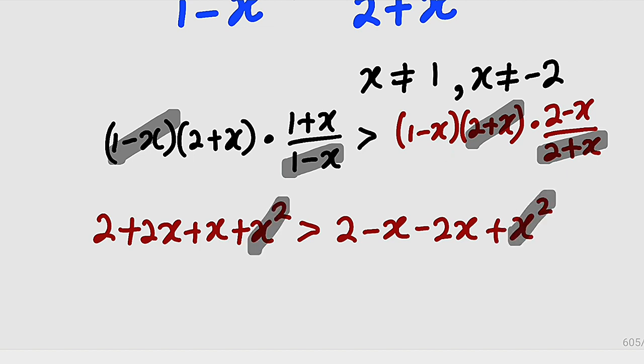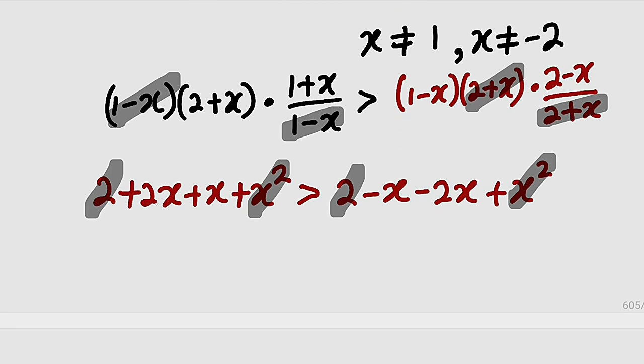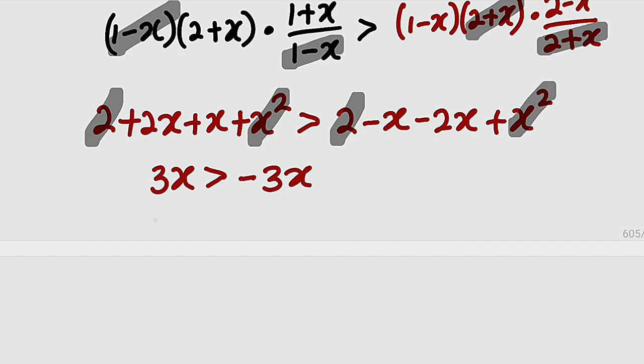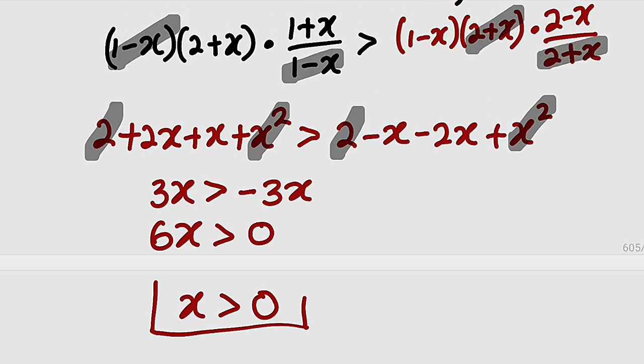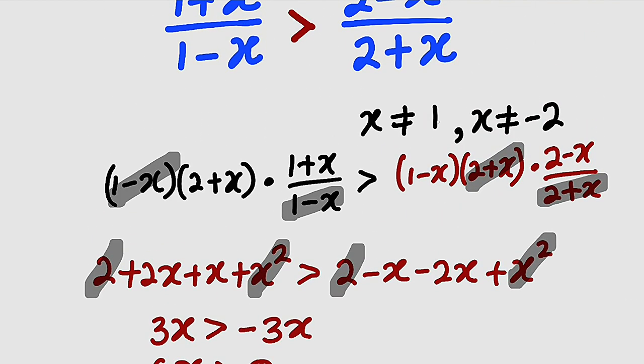This will cancel this, right? And this also will cancel this. On the left hand side, we have 2x plus x, which is 3x. So this is 3x greater than negative 3x here, right? If you bring them to the left hand side, they all become positive. We have 6x greater than 0, which implies that x is greater than 0. But remember, we have restriction. We don't want x to be equal to 1, and we don't want x to be negative 2.